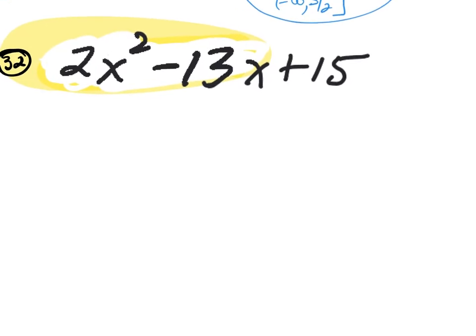Oh, I forgot to finish this problem. You guys want to do, let's do greater than 0. I forgot to finish the problem.